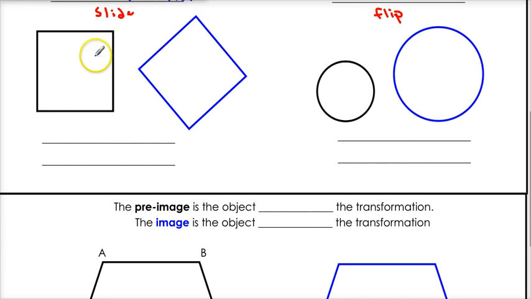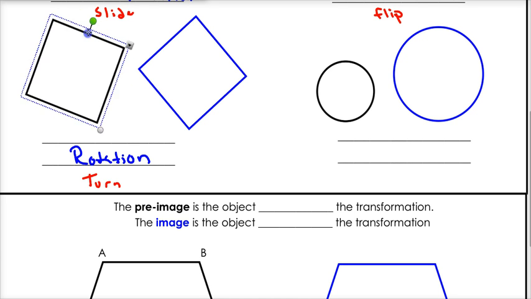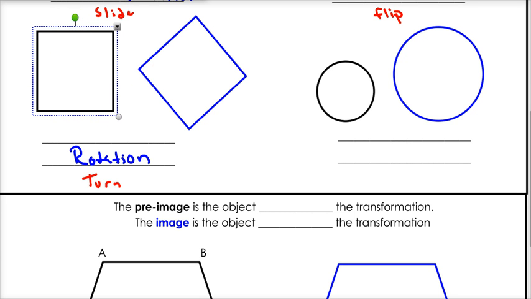Third kind, all right, if you see what's happening here, the difference between this square and this square, well, that's a rotation. All right, that is the third kind of transformation, and another way to put that is called a turn. All right, we just turned it. If I took this square and I rotate it, that is another kind of transformation.